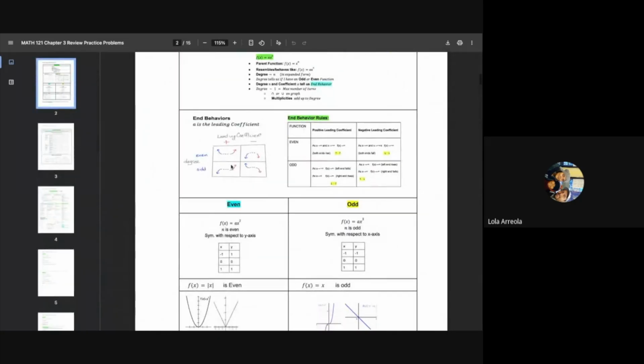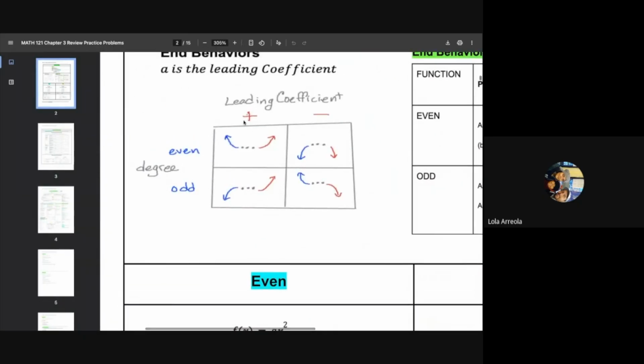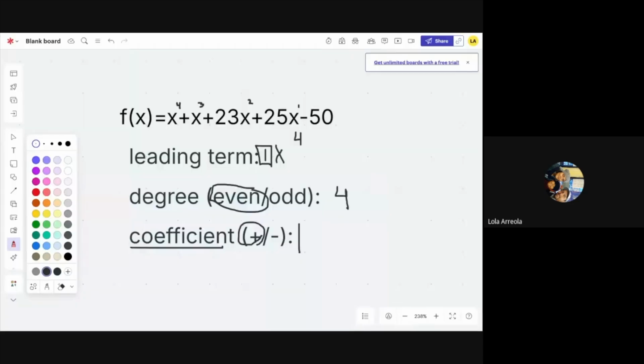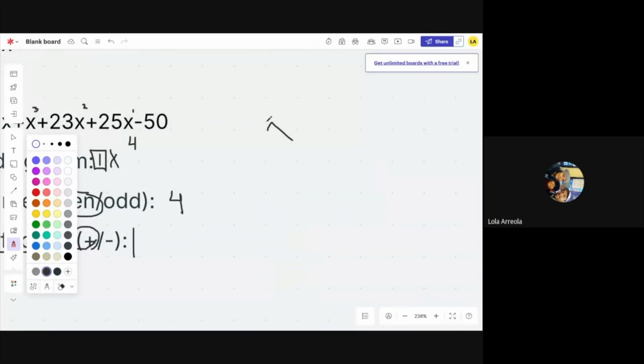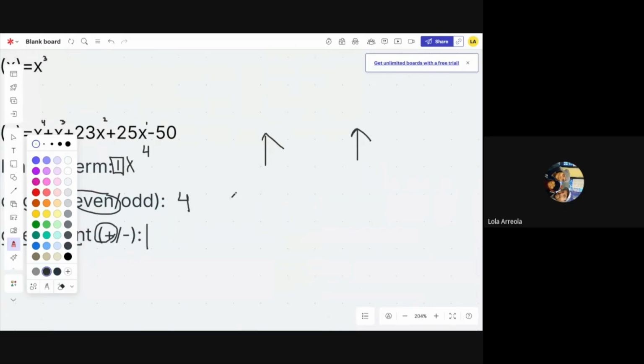So now I want to look at my chart of end behaviors. I know I have a leading coefficient that is positive, so I'm looking at this column. And I have a degree that is even, so I'm looking at this row. So what should my end behaviors look like? I have an up-up scenario. Do you guys see that? Positive and even. My end behaviors are up-up. So this graph, even though I have no idea what it looks like, at the very least, I know it starts up and ends up.